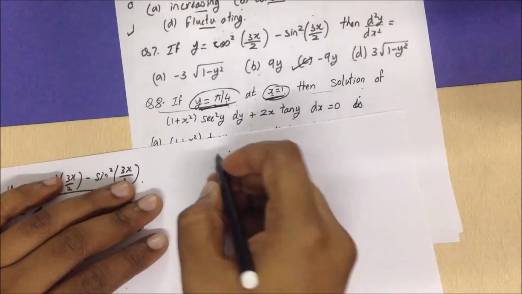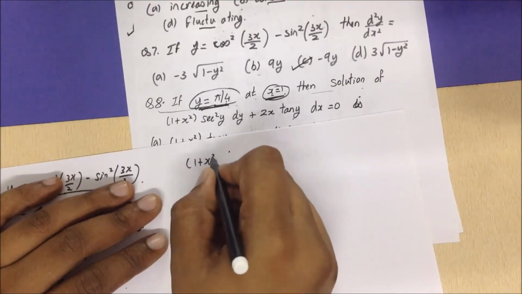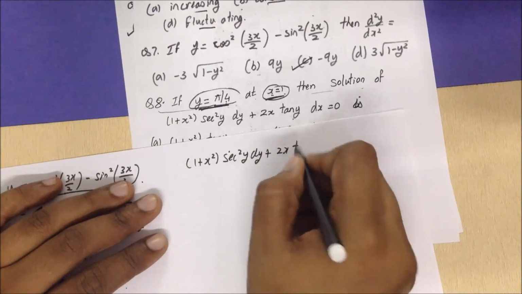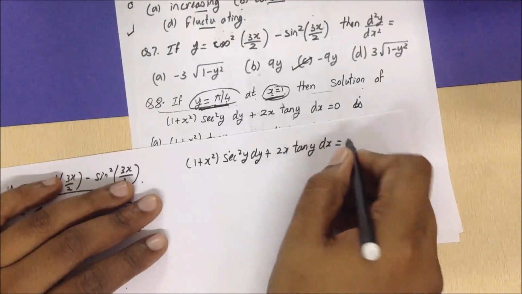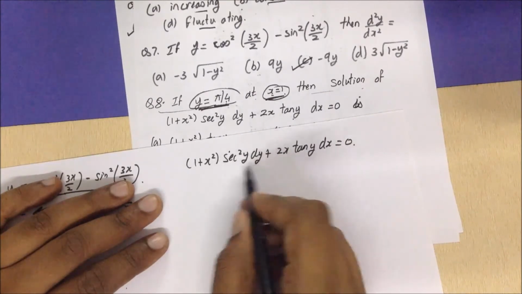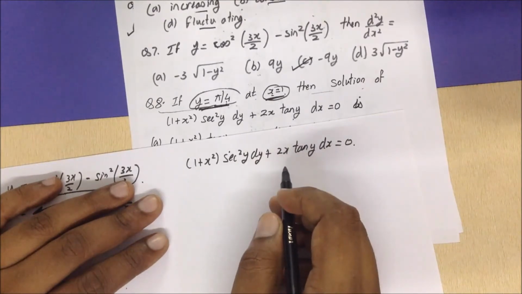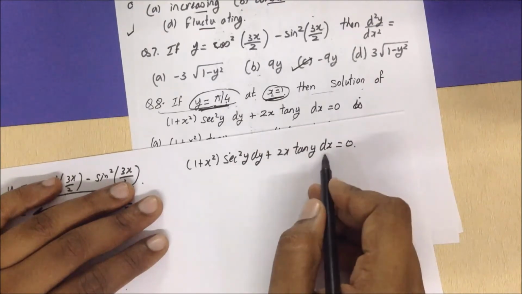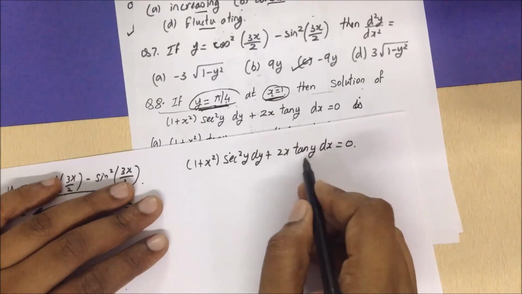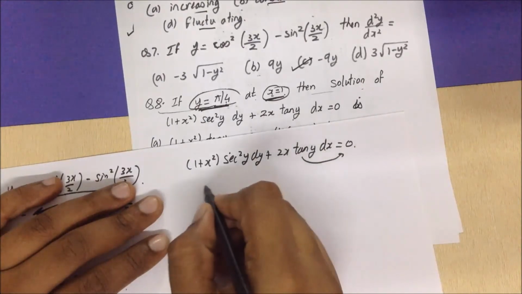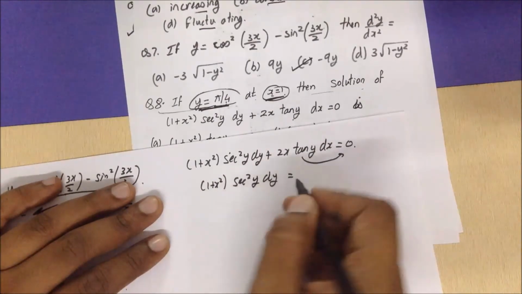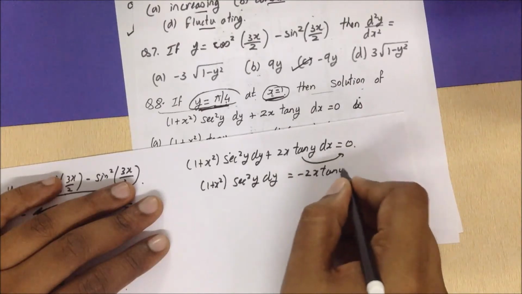Let us first consider the equation which is given to me, that is (1 plus x square) sec square y dy plus 2x tan y dx. Now what you can observe is that all the x terms and the y terms are pretty much separated. What we have to do is bring them together. Wherever dx is present, bring the x terms. Wherever dy is present, bring the y terms. So first of all, let us take this term on this side. So you'll be getting (1 plus x square) sec square y dy equals minus 2x tan y dx.